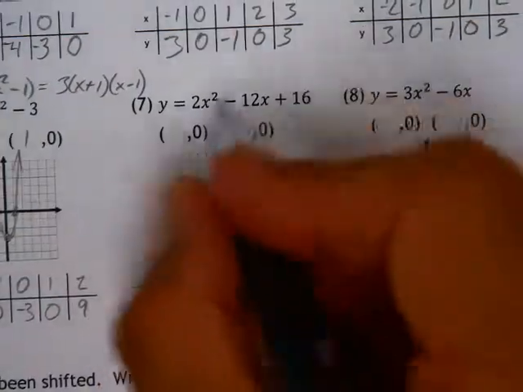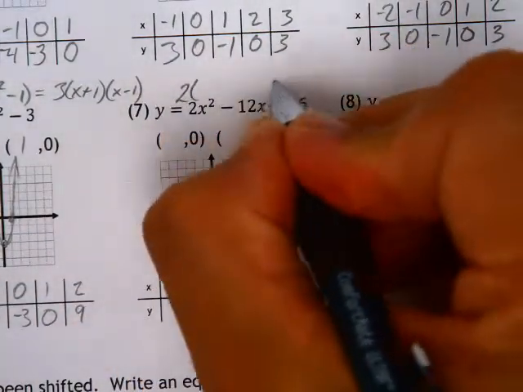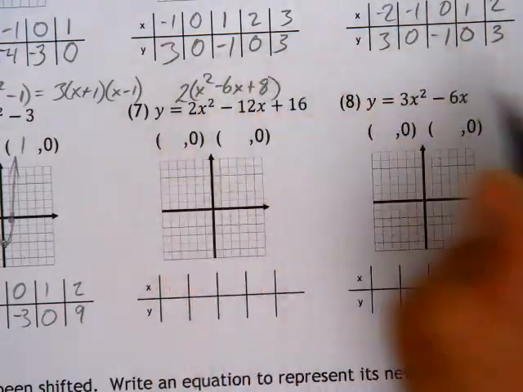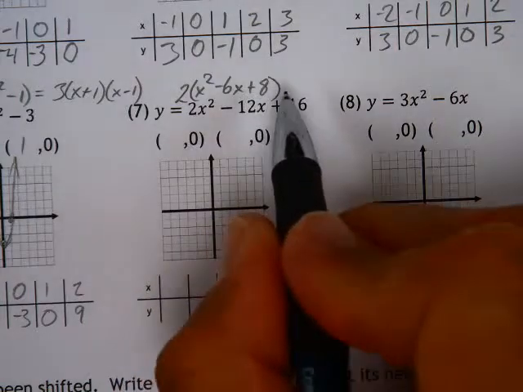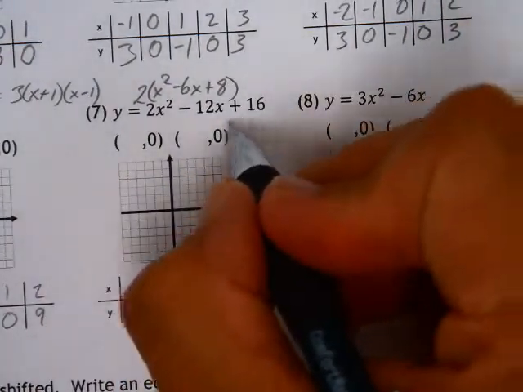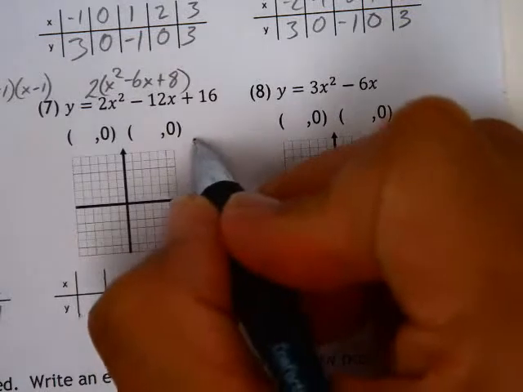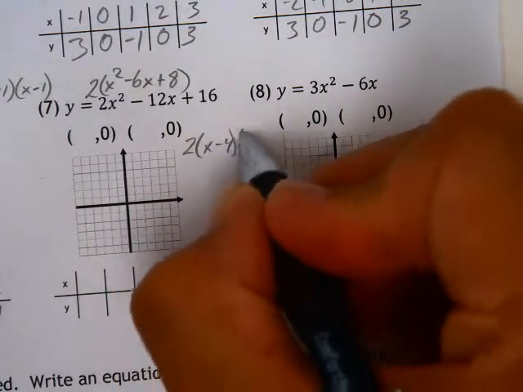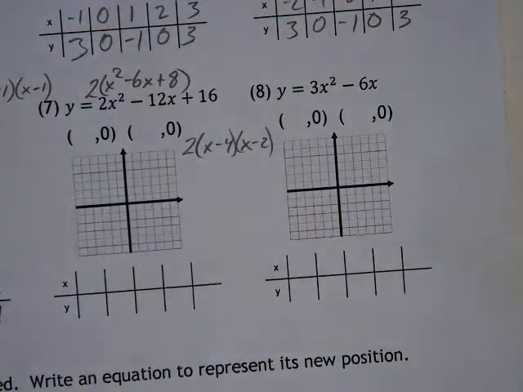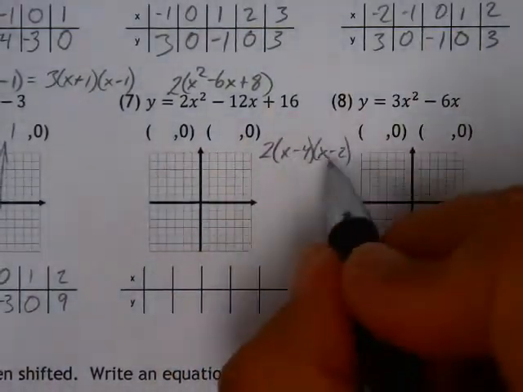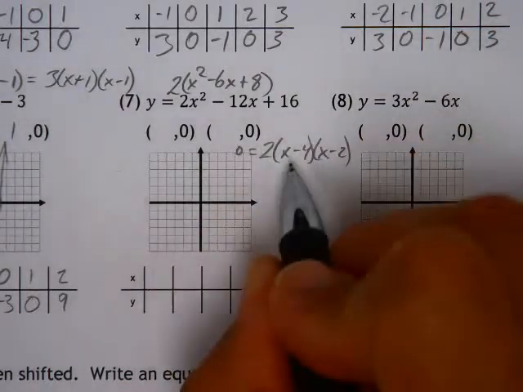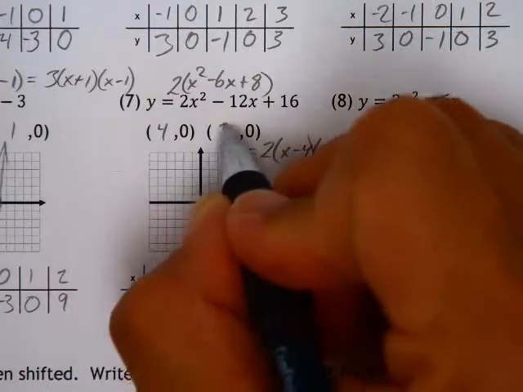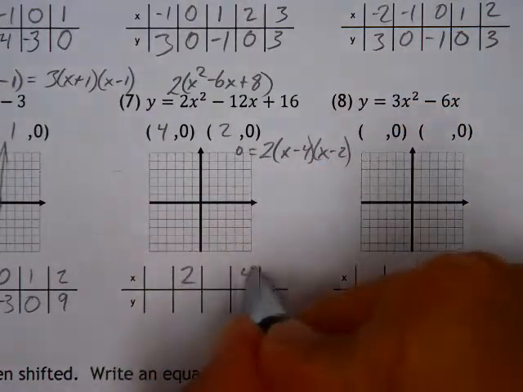And this one here, again, the same thing. You take out the 2, you're left with an x squared minus 6x plus 8, which again is factorable. So to factor that again, you're going to end up with a 2 times the quantity x minus 4 and x minus 2. Your two roots, equal to 0, are at x equals 4 and x equals 2. You're changing the sign of those. So 4 and 2, you've got a 2 and a 4.